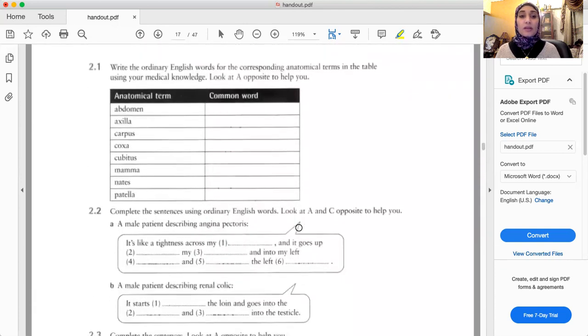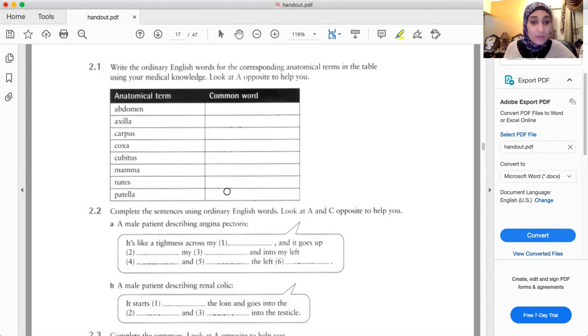Okay. Write the ordinary English words for the corresponding anatomical terms in the table using your medical knowledge. Here we have some of the anatomical terms and we will say the common English word. For example, we have abdomen. The common word is stomach. And we have axilla. The common word is armpit.